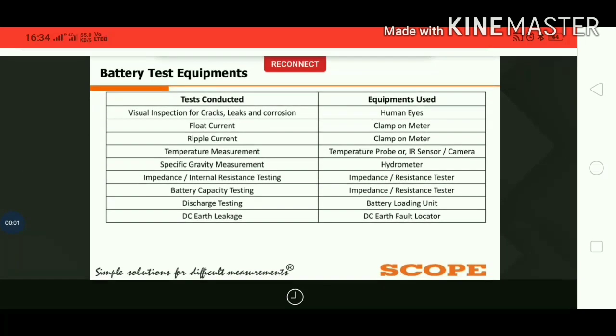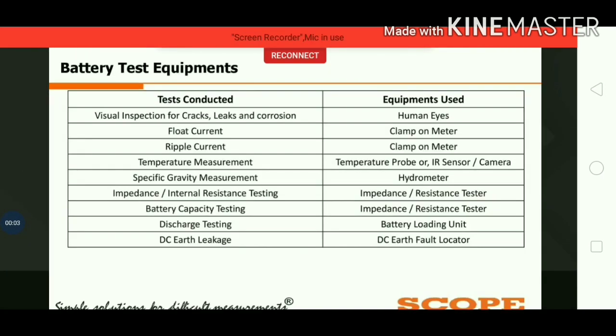So these are the tests generally conducted in the substation, and these are the equipment you need to use to conduct the test.